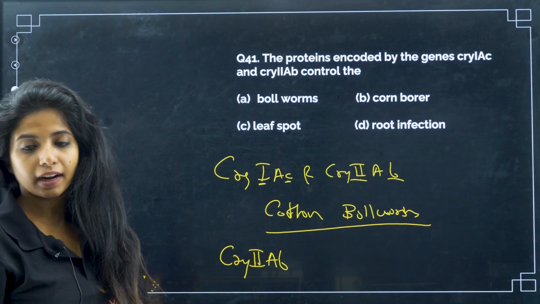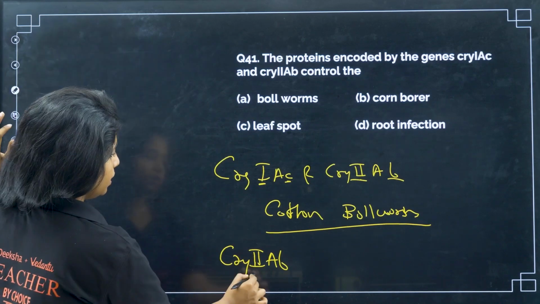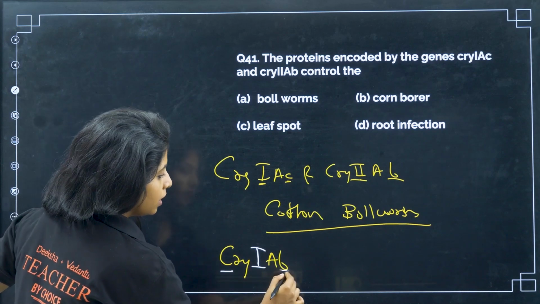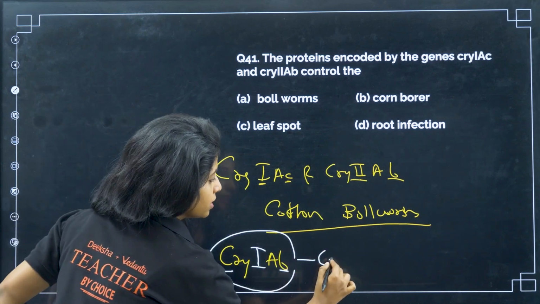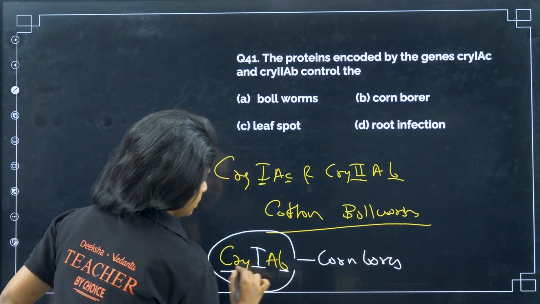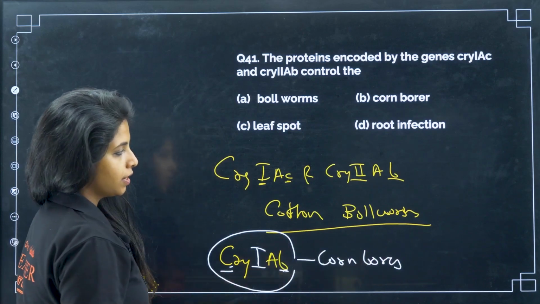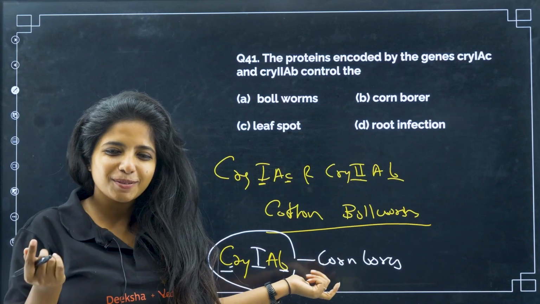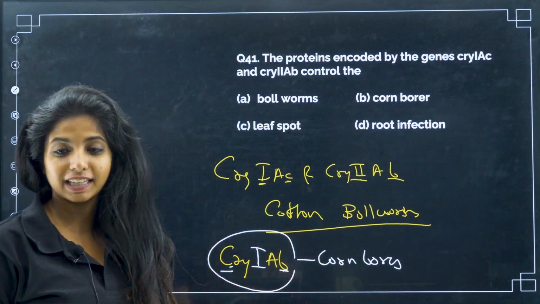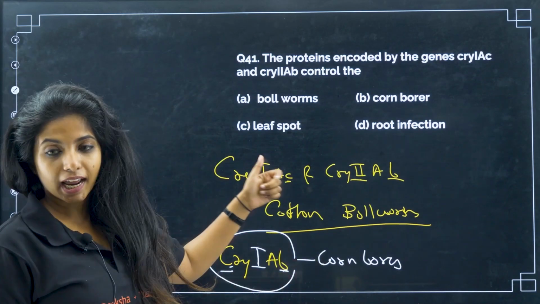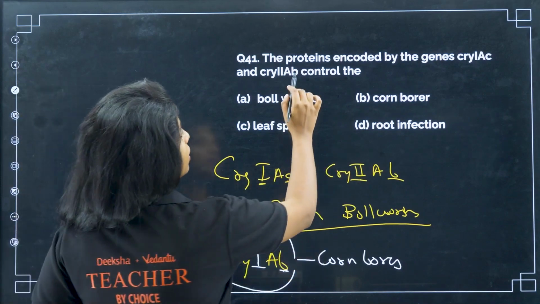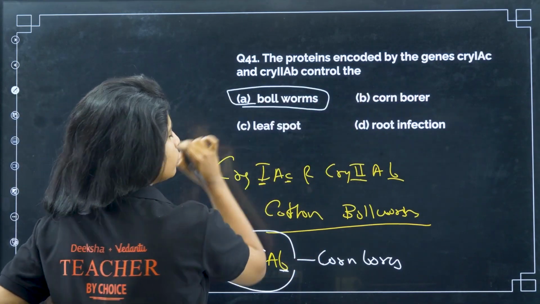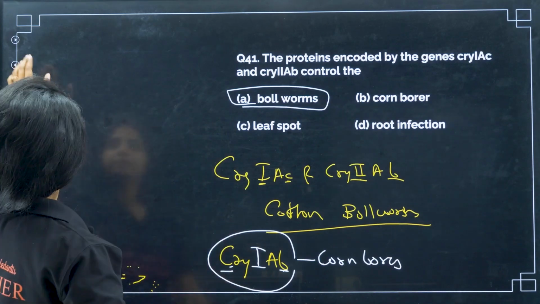cry1AB, not 2AB, cry1AB. So for corn borers, C for corn and B for borers, only one thing is there. Cotton bollworms is big, right? So that is why you have 2. Here it's just a small thing, that is why you just have 1, and that is cry1AB. Cry2AB is involved over here. So the proteins encoded by genes cry1AC and cry2AB control what? Cotton bollworms, to be specific.